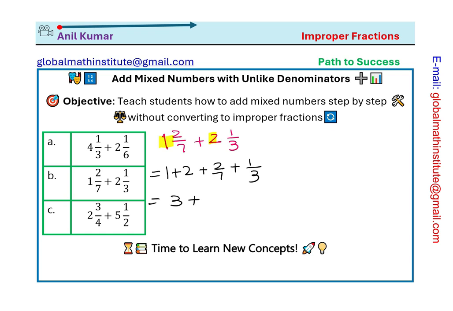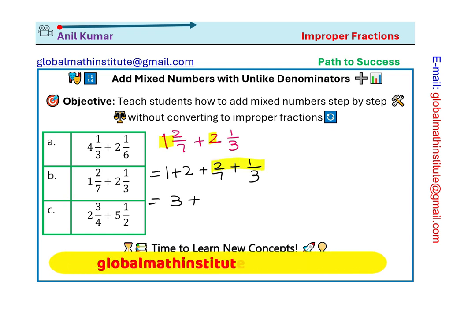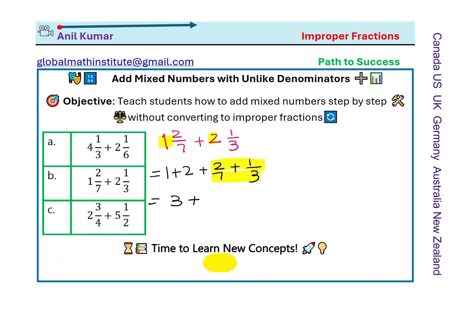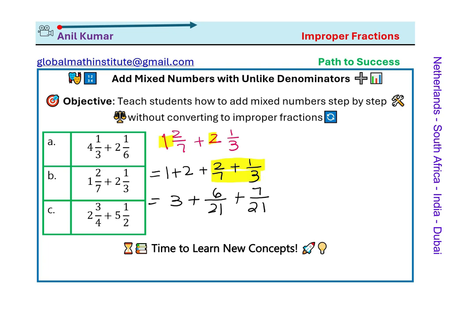Now here, how do we add these fractions? Which you know, right? Common denominator. Since 3 and 7 are co-prime, we can cross multiply. So the common denominator will be 3 times 7, 21, and 3 times 2, 6 will be the numerator. Here we'll multiply by 7 and we get this as our result. Now clearly, what is this equal to? It is 3 plus 7 plus 6, 7 plus 6 is 13 over 21. And that can be written as 3 13 over 21.